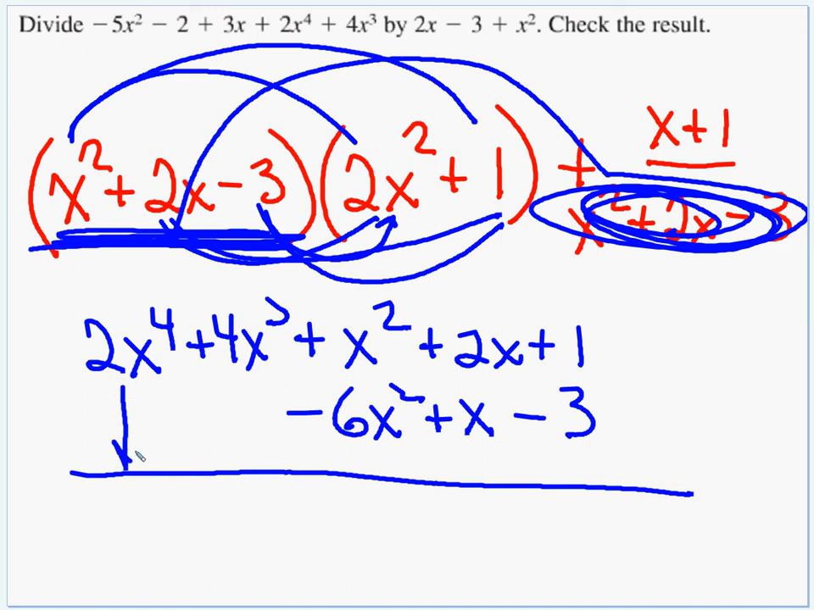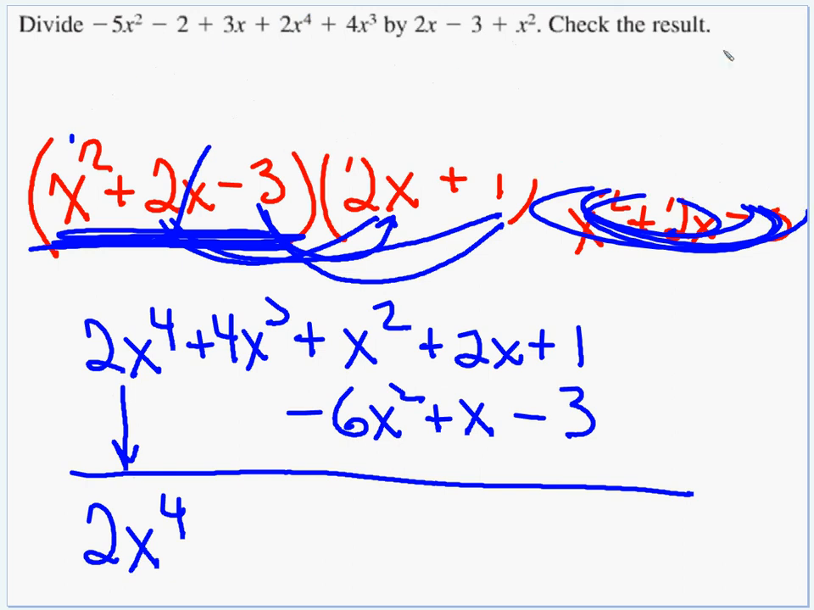If we add this column, 2x to the fourth, and back up in the original, there's that 2x to the fourth. Let me clear some of this out. So we've eliminated 2x to the fourth. We got that term. Plus, the next column is just a 4x to the third. That was in our original right there.